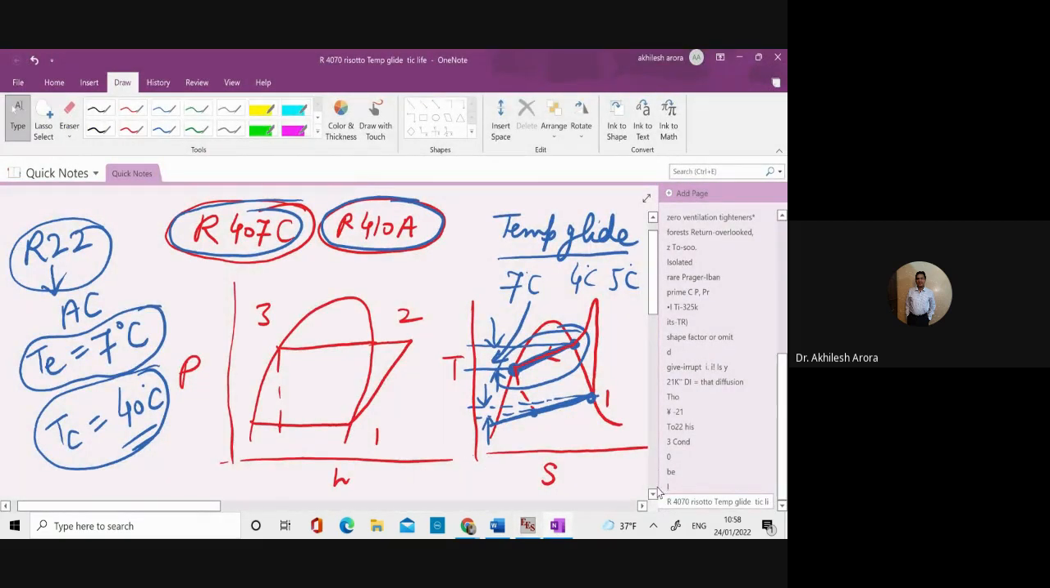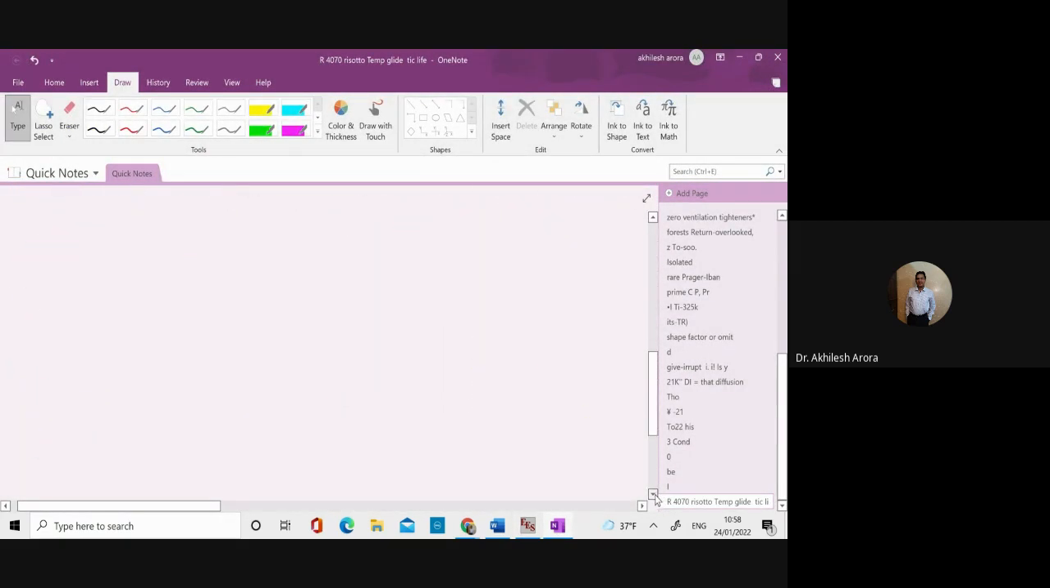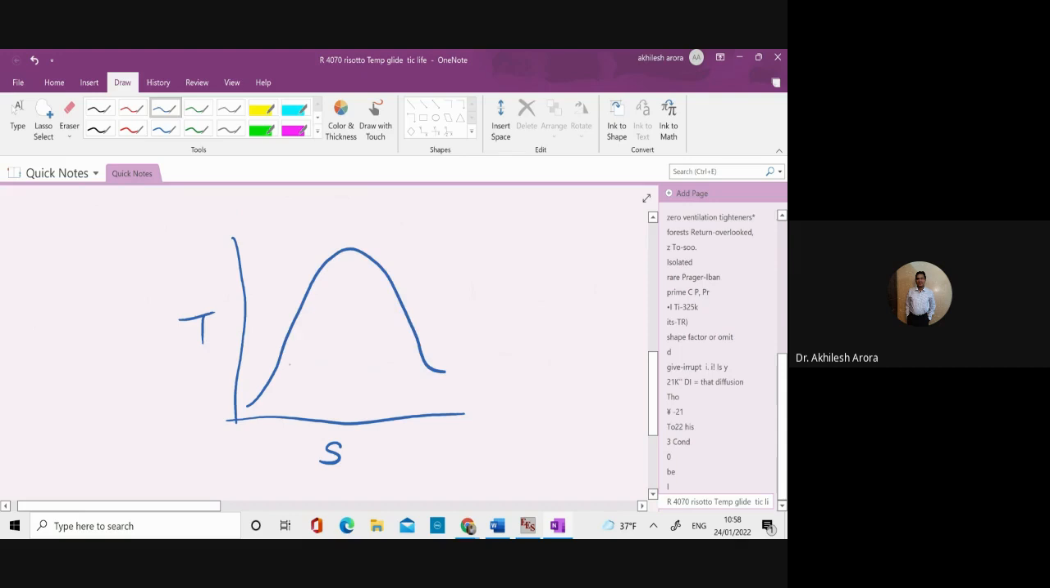Otherwise तो यहाँ पे जो temperature हैं they are different actually. ये जो temperature है अगर आप TS diagram पे plot कर रहे हो, so the cycle is something like this.